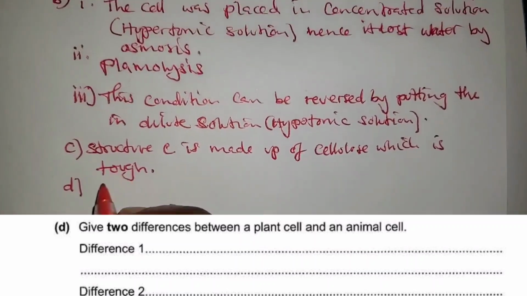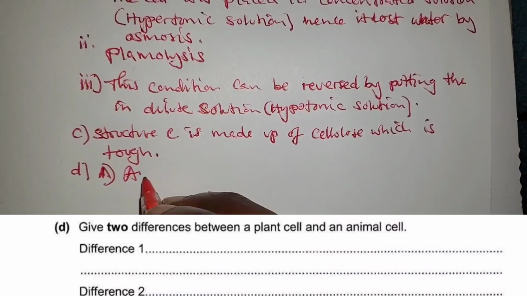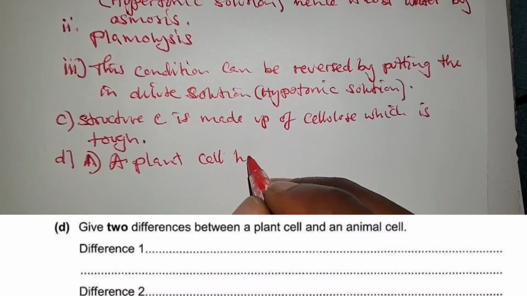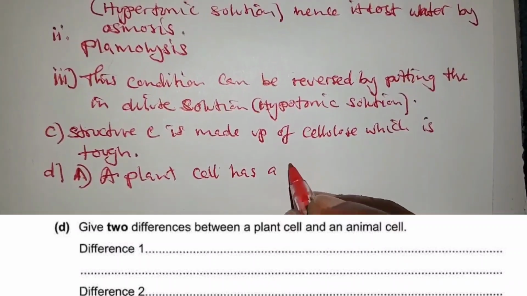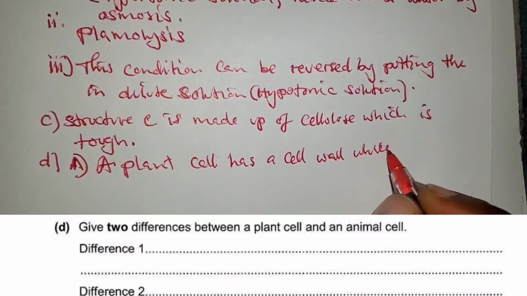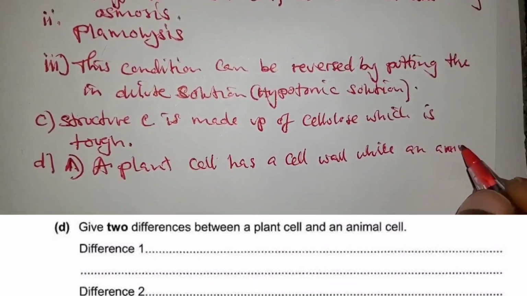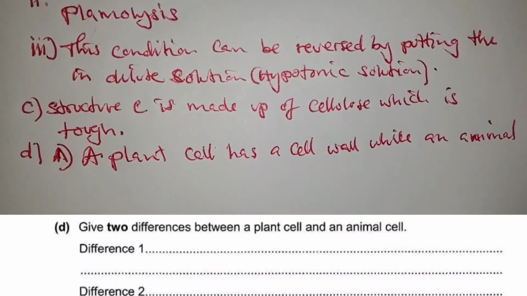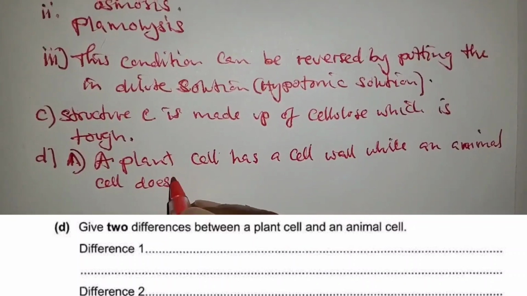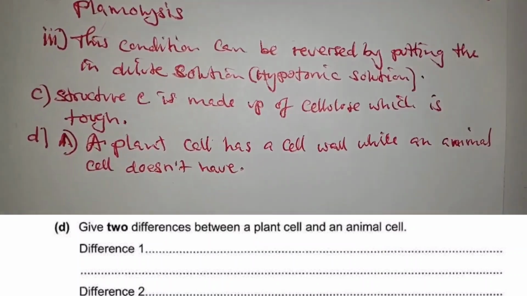Okay, so you can say now the difference number one, a plant cell has a cell wall, while an animal cell doesn't have a cell wall.